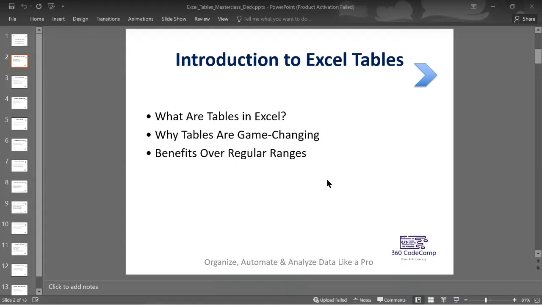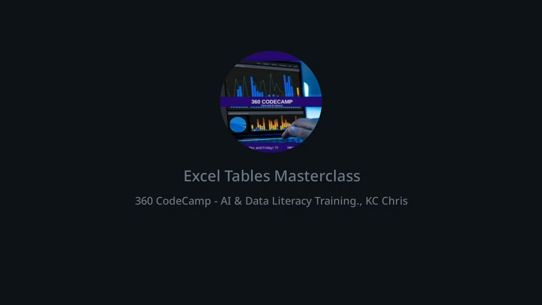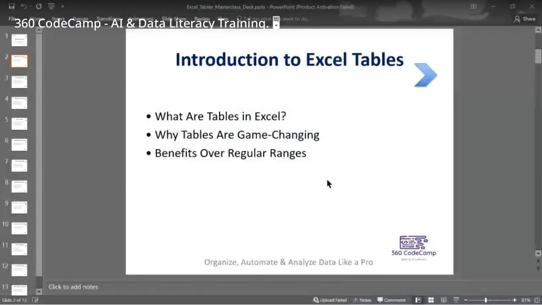Tables transform your static data into something dynamic. When your data is in ranges, it is static. But the moment you convert it to a table, it becomes dynamic and automated, so you may not need to perform certain things manually. Some of the things are automated, and your data becomes smart. It understands what you have done before, and it doesn't have to repeat them.